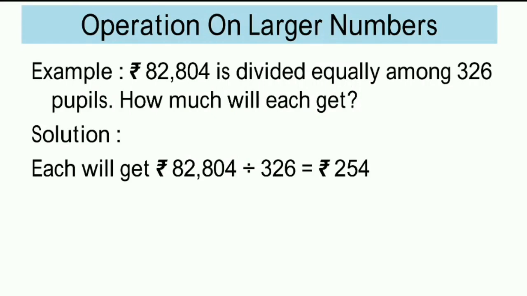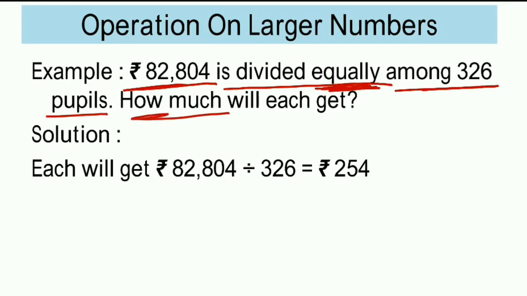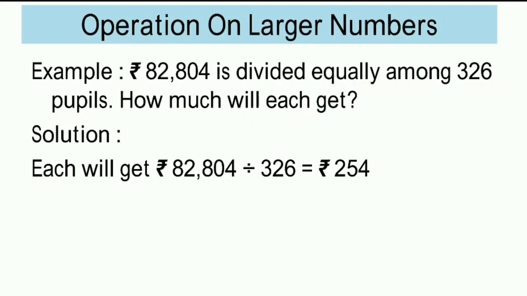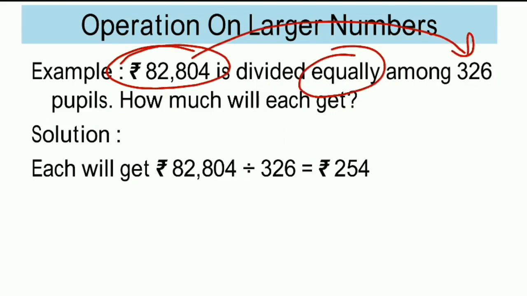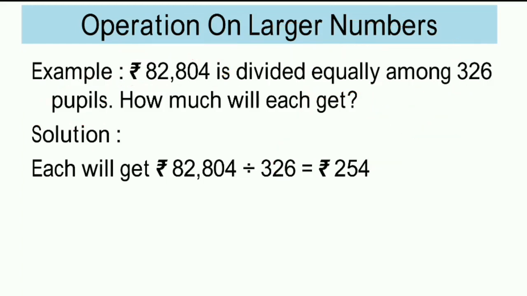Now the next example is that rupees 82,804 is divided equally among 326 pupils, and then how much will each get, means what is the share of each pupil. It is the question that this was the total amount which has been distributed equally among 326 people, or you can say pupils. So this many pupils are there, then how much will be the share of each pupil.